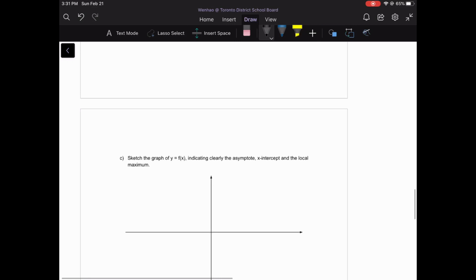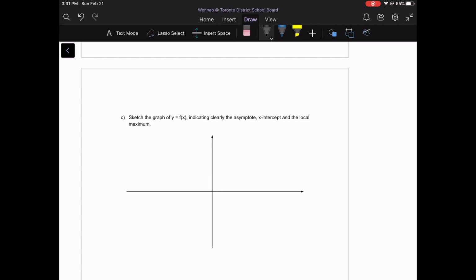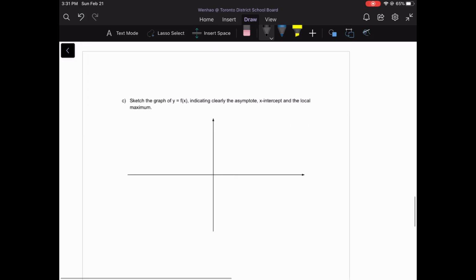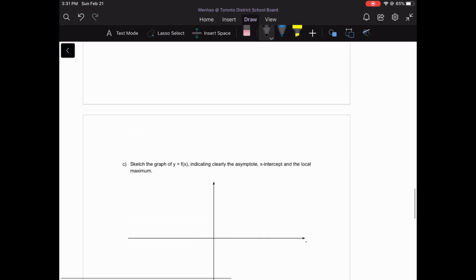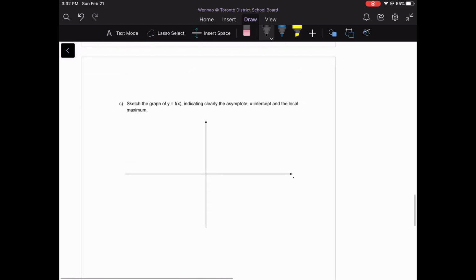And part C wants us to sketch and indicate the asymptote, the x-intercept, and the local max. On the test, they don't give you the axes. You have to draw that on your own. But for simplicity, I included an x and y axis. Because ln x approaches negative infinity when x is approaching 0, there is a vertical asymptote at x equal to 0.